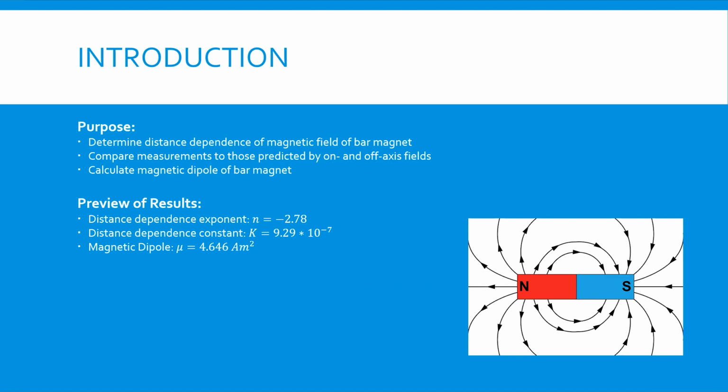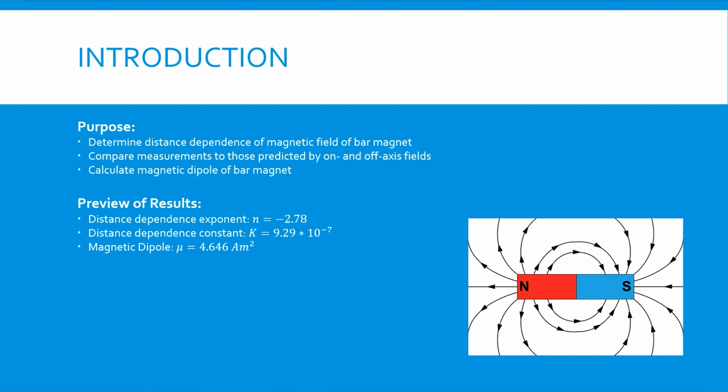These measurements were then compared to those predicted by a GlowScript code for both on and off-axis fields. The experiment also provided an opportunity to practice calculating the magnetic dipole and manipulating the magnetic field equation. Here is a quick preview of the results.